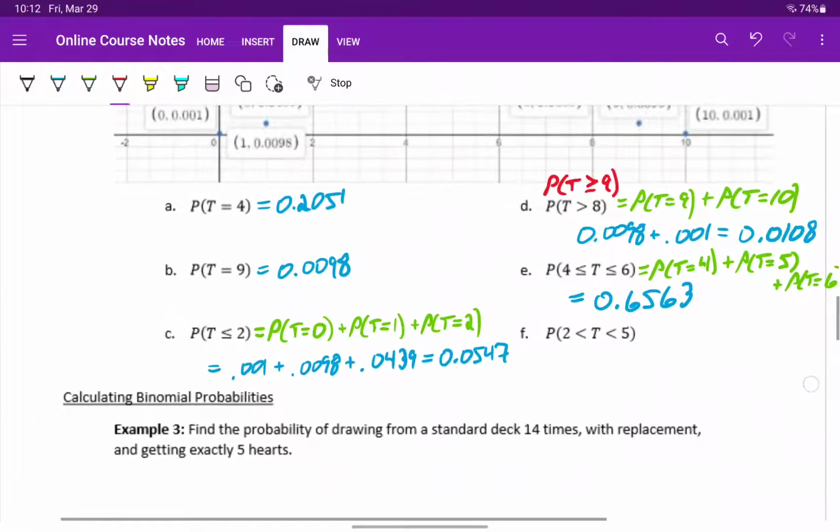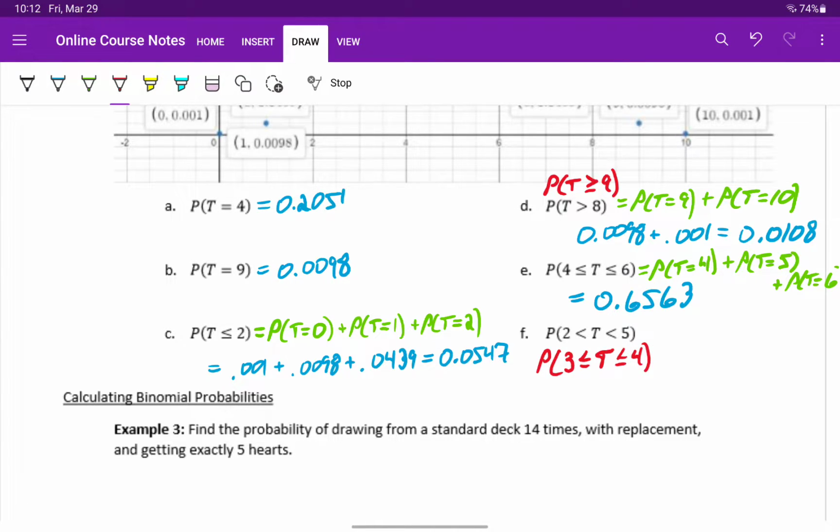And then in part F, we have the probability that t is between 2 and 5. But in this case, again, with strict inequalities. So this would be the same thing as saying 3 is less than or equal to t is less than or equal to 4. So now we're only including values that are larger than 2 and values that are less than 5. So we would find the probability that t equals 3 plus the probability that t equals 4, and add those together to get 0.3223.